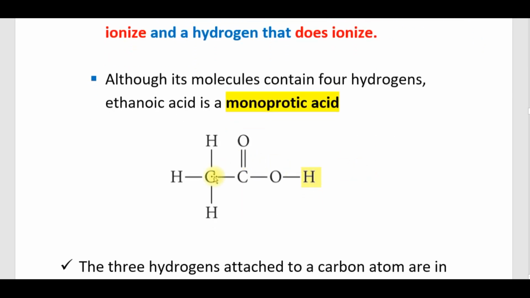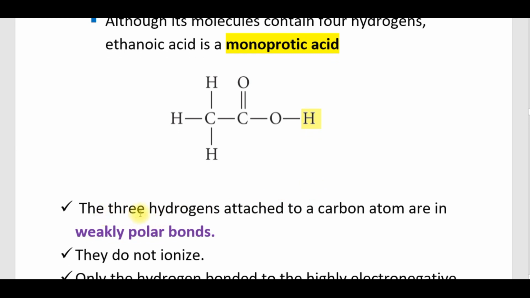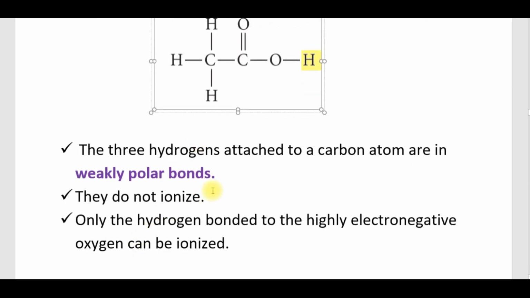Here the carbon is attached to the 3 hydrogens and the oxygen is attached to the other hydrogen. That means only the hydrogen connected to the oxygen will get ionized. Therefore, I can say that ethanoic acid is a monoprotic acid. The explanation is given here. The 3 hydrogens attached to the carbon atom are weakly polar, because a large difference in electronegativity is not seen between them, and they do not ionize. If the bond is weakly polar, then they do not ionize.